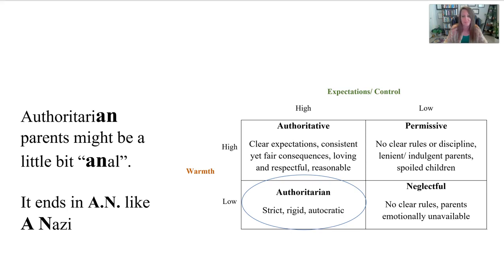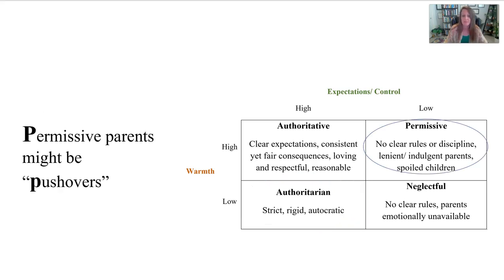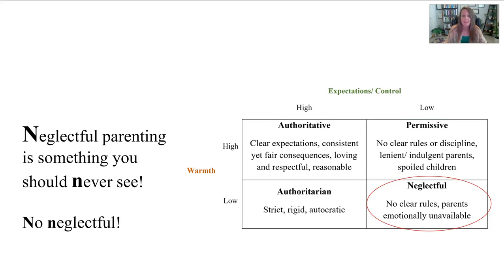Next, we have permissive parents, and permissive parents might be pushovers because there's not really any clear rules or disciplines, kind of loosey-goosey. They're really lenient and indulgent. Very loving, very warm and supportive. So lots of love to give, but not so much structure. That would be permissive.